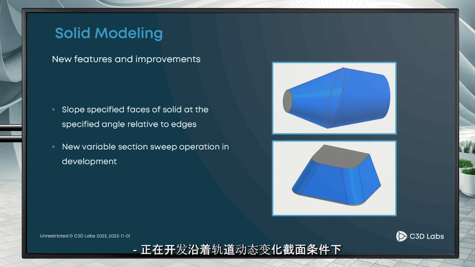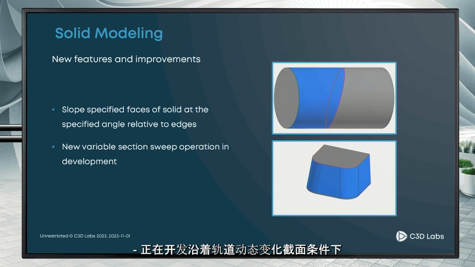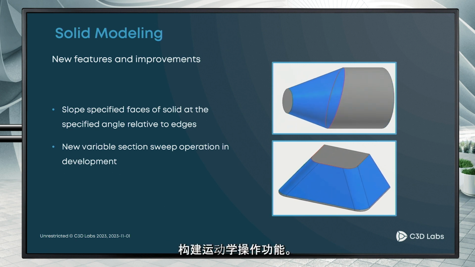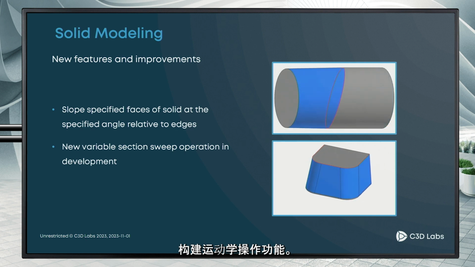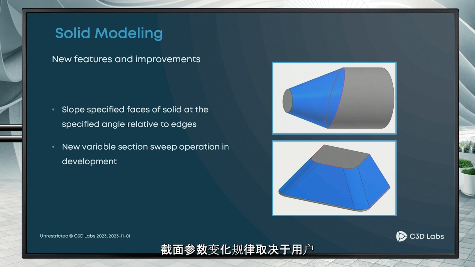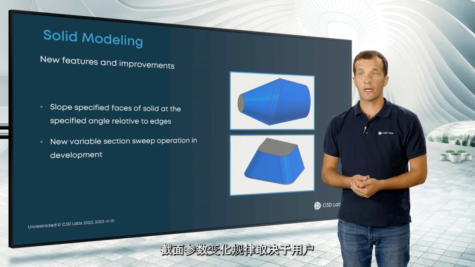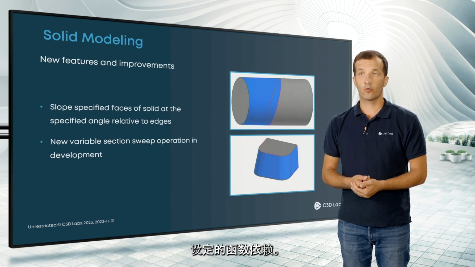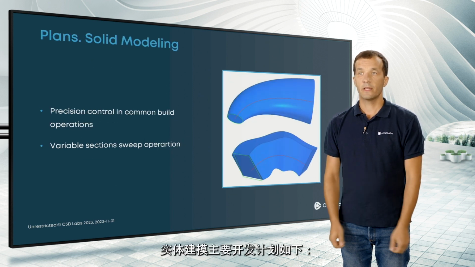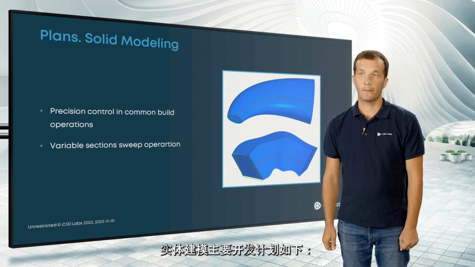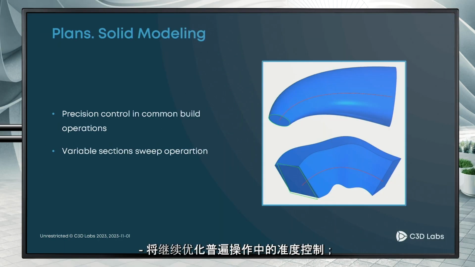At the moment, the functionality of the operation of constructing kinematics with a dynamically changing section along the trajectory is in progress. The law of variation of section parameters is determined through a user-specified functional dependence. The main development plans for solid modeling: development will continue on precision control in common operations. We also plan to complete the development of the variable section sweep operation within a year.